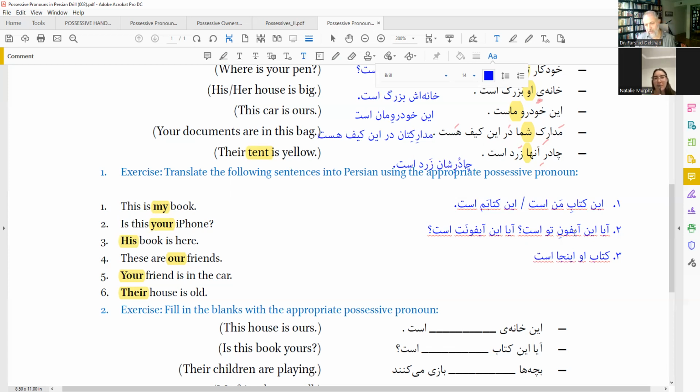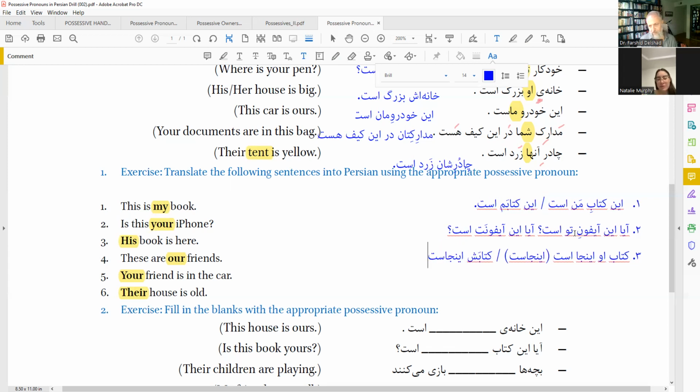Here, as explained, you can contract "inja" with "ast": "injast." Exactly, "injast." And there is a reason for that, because we have a clash of two vowels that are absolutely identical. "Ketabe injast." And now what about the other option? "Ketabash injast." Perfect.